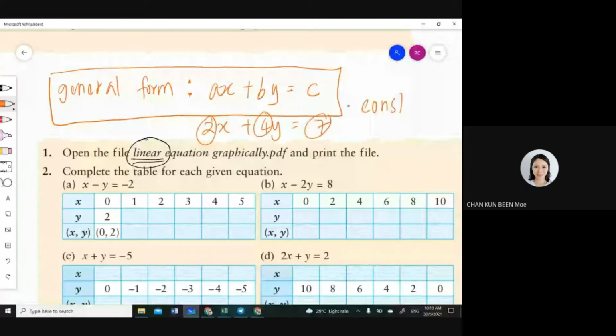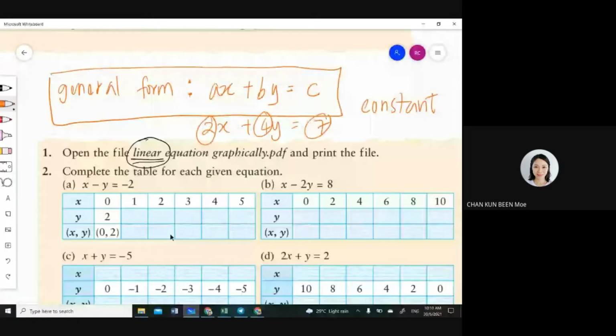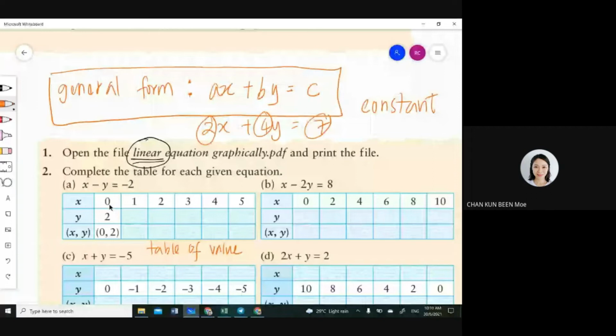Remember this. So now we are going to look at the first equation over here, x minus y equal to negative 2. So to draw a graph, what we need to do is we need to form up this table. We call this table of value. I write down table of value. Which means we have all the values replaced, or the solutions, for the x. The x will be 0, 1, 2, 3, 4, 5, that give you that line. So you need to find out the value of y over here from the given equation. Okay, now let's move on.